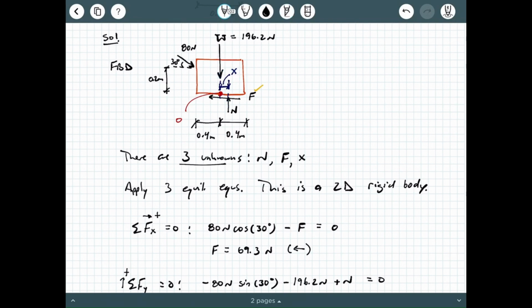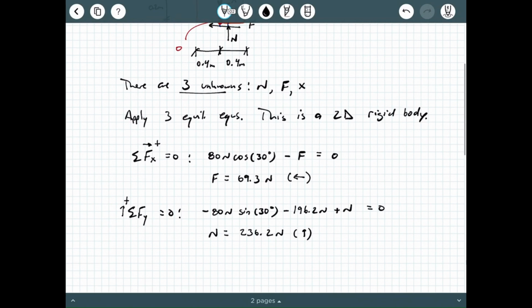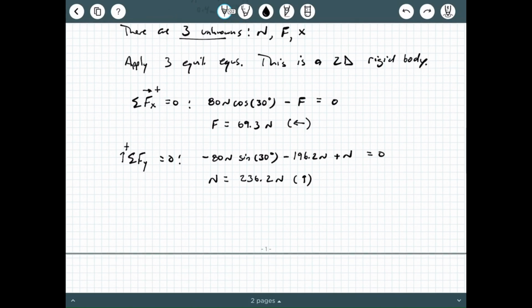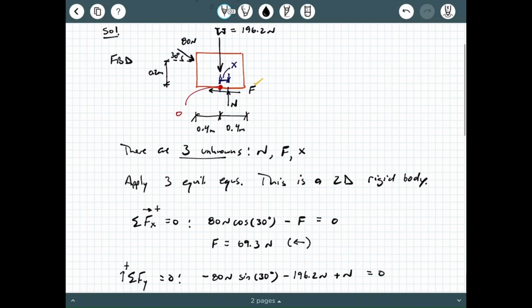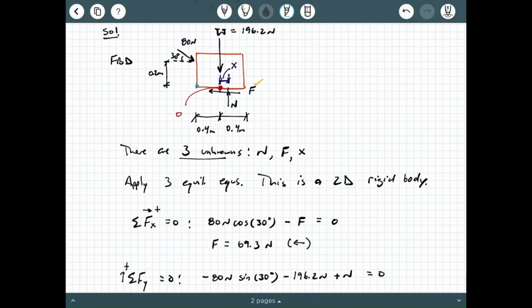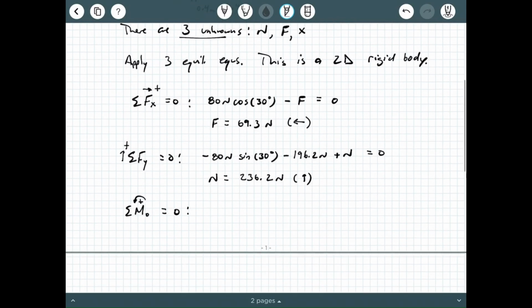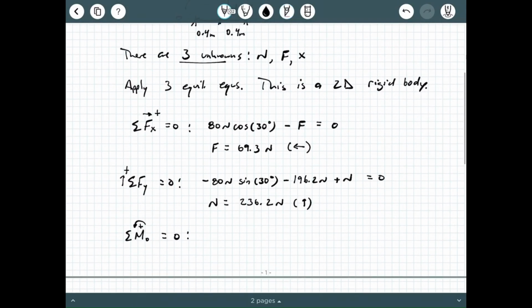Now the last piece that we need is this unknown distance x. So I can apply my moment equilibrium equation to solve for that. I'm going to say sum of the moments about that origin O, taking counterclockwise positive, equals 0. And again, remember, we could have put this origin anywhere, and that would be okay. But it's convenient to put an origin somewhere where you can eliminate one of your terms in an equation.